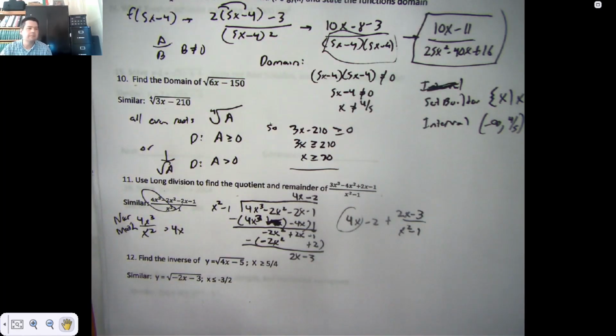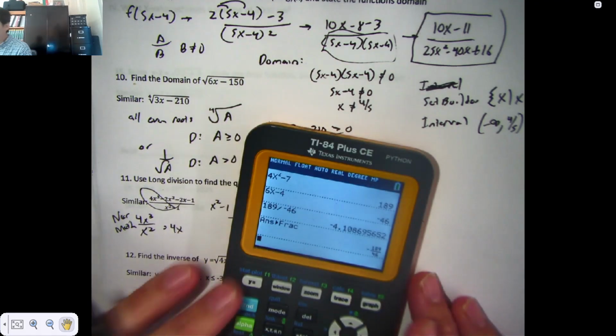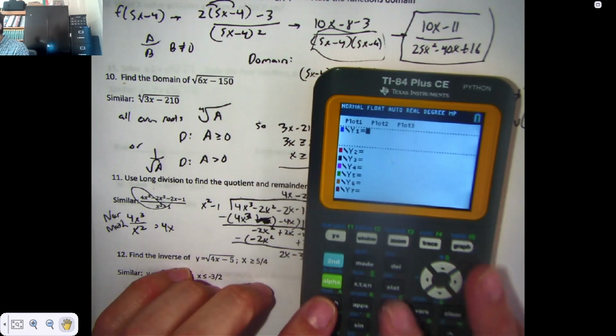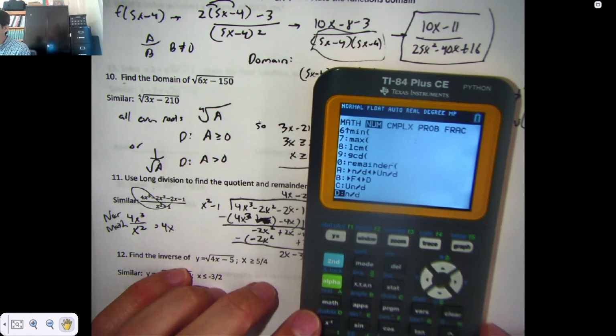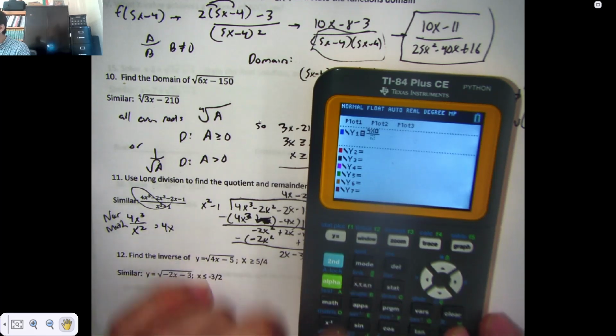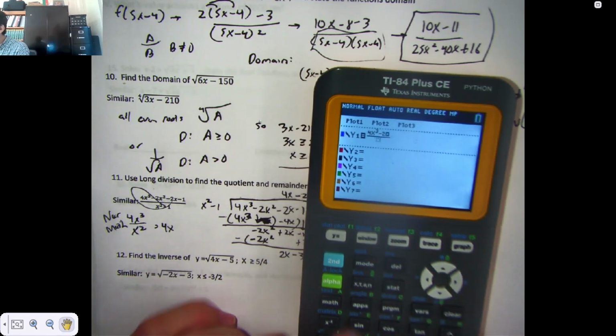But anyways, let's see if I'm right. All right. So here's a pretty good skill. Going to y equals, and it's something, and it's not hard to do. Math, numerator over denominator, 4x cubed. What I'm doing is I'm typing in the original function.